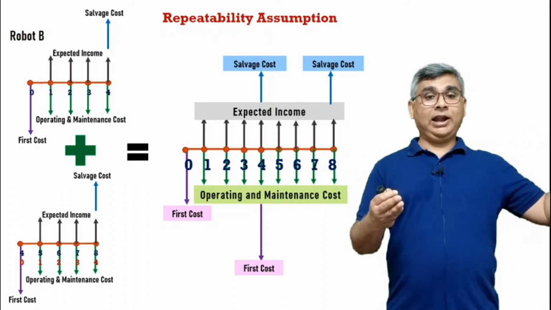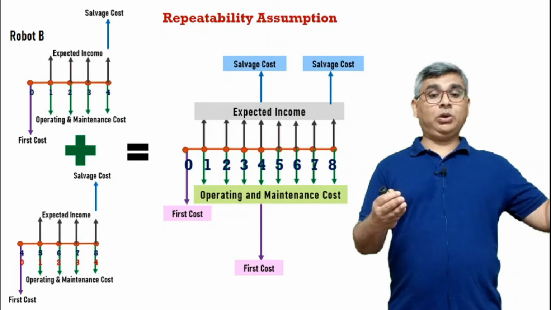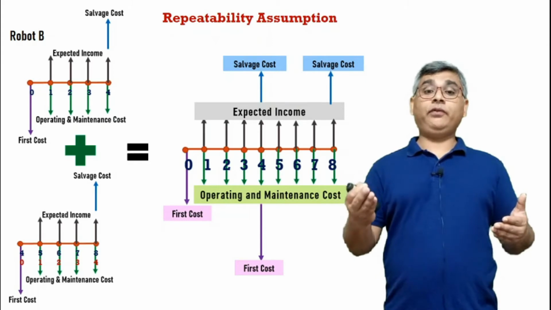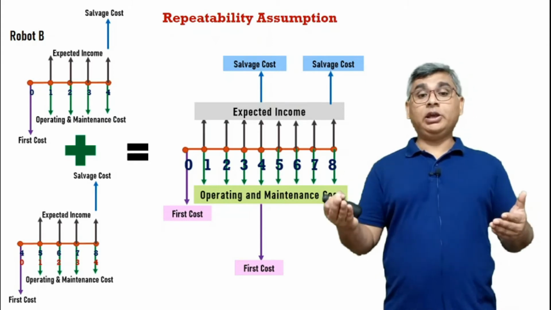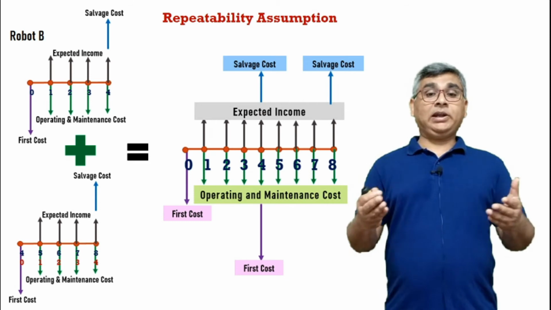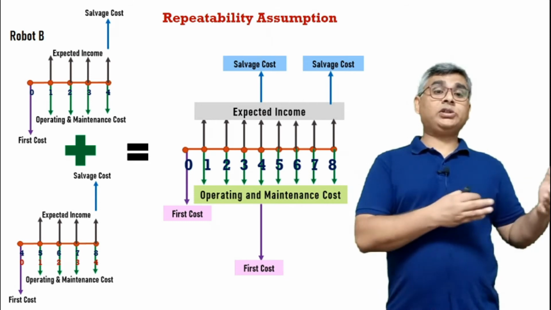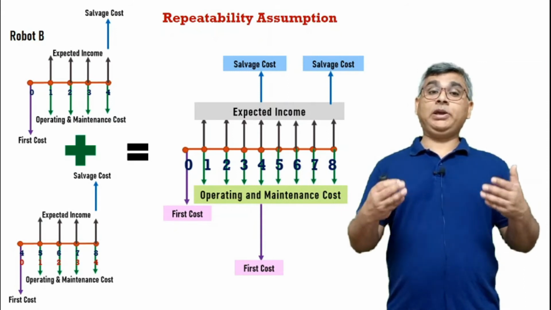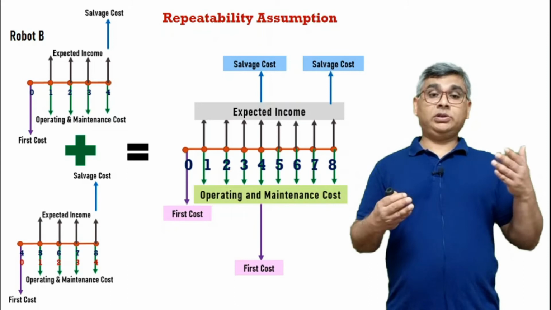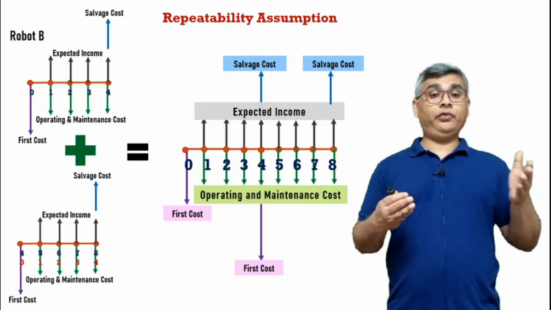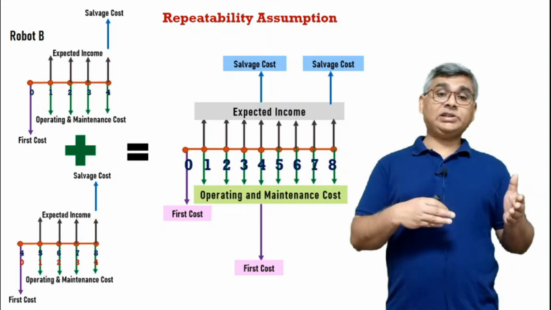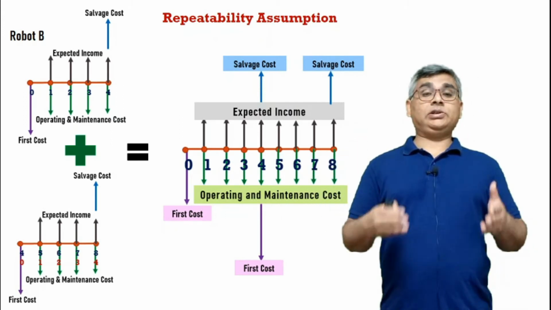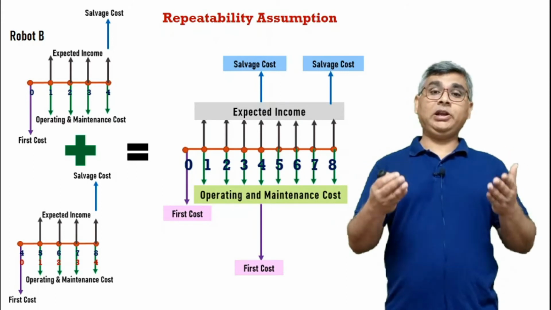One is at the beginning of year 1 or at time t equal to 0, and another one will be appearing at the time t equal to 4 when we are repurchasing it because of the repeatability assumption. Expected incomes, operating and maintenance cost will continue till 8 years, and of course salvage value will be appearing 2 times because one Robo will be salvaged at the end of 4 year, and since purchasing it second time, so it will be salvaged second time at the end of 8th year. So this is what we mean by the repeatability assumption.